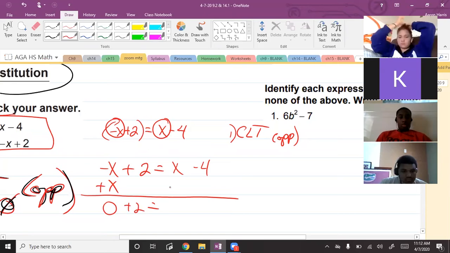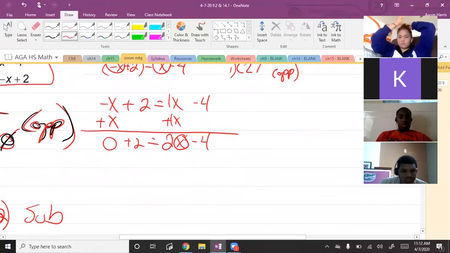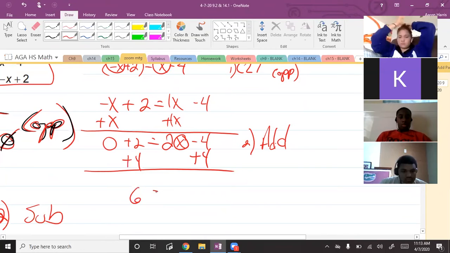What I do to one side, I have to what? Do to the other. So this is a 1, this is a 1. 1 plus 1 is what? 2. So I get 2x. Bring down the negative 4. Okay. Now I have all my variables in one spot. I can go to step 2, remove all addition and subtraction. So what I'm going to do, I'm going to add 4, add 4, because what I do to one side, I must do to the other. 2 and 4 is 6.